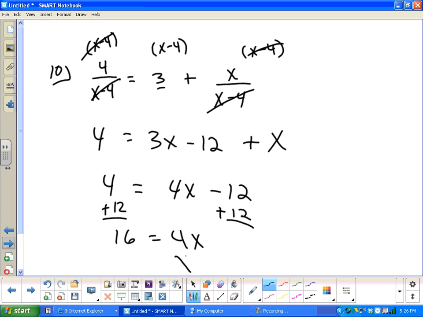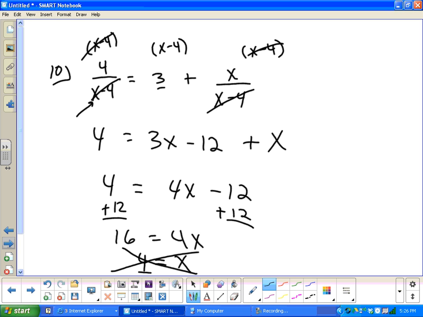And then 16 divided by 4 is 4. So it looks like 4 is our answer, but this is why we have to check for extraneous solutions. If x is 4, that's going to make me divide by 0. So 4 ends up being an extraneous solution.